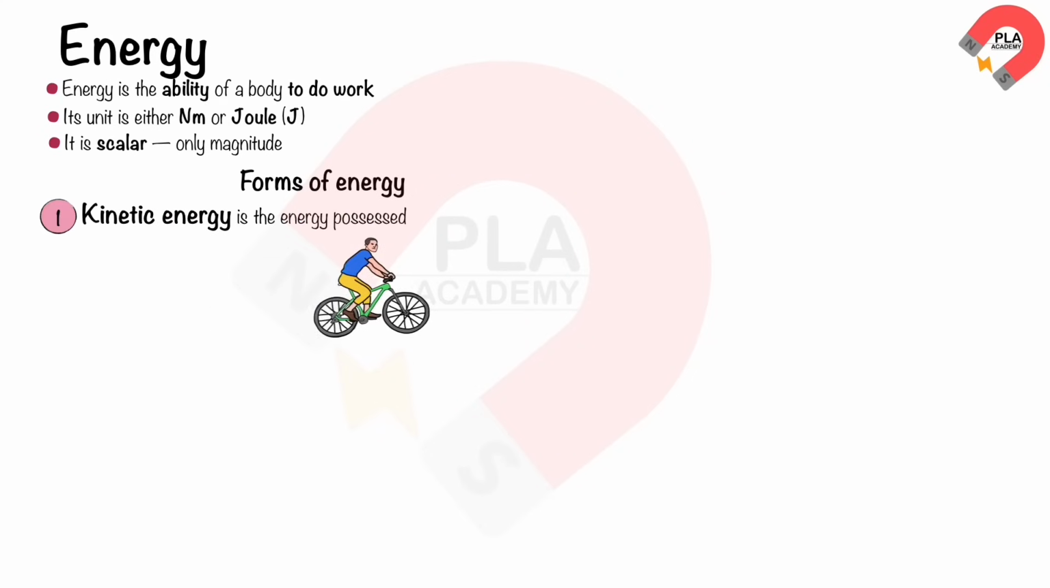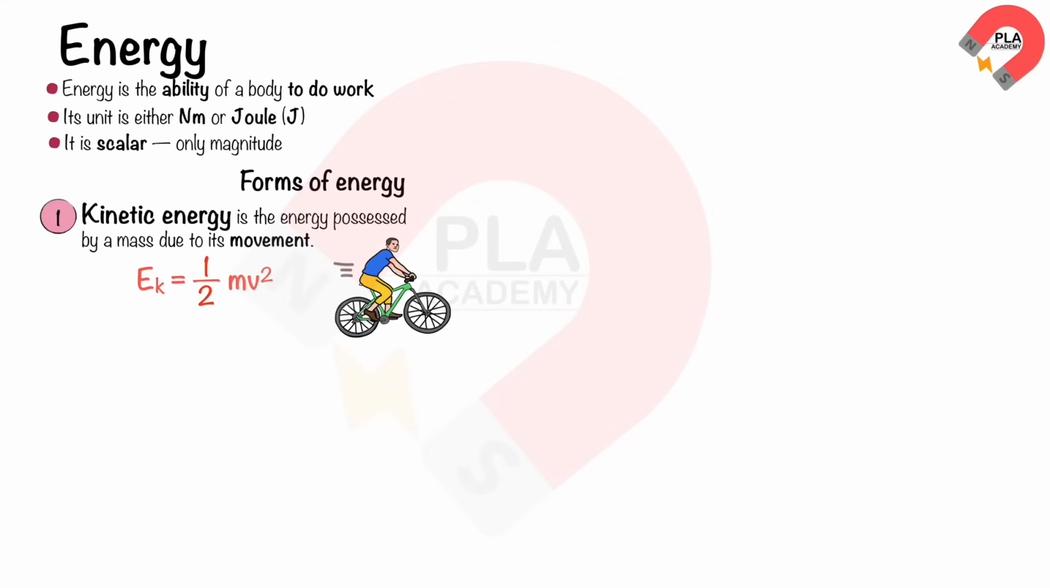Kinetic energy is the energy possessed by a mass due to its movement. Its formula can be written as Ek equals half of mv squared, where Ek is the kinetic energy in joules, m is the mass in kilograms, and v is the speed in meters per second.